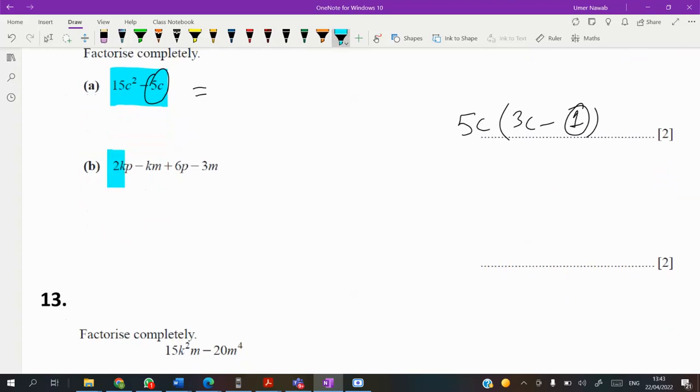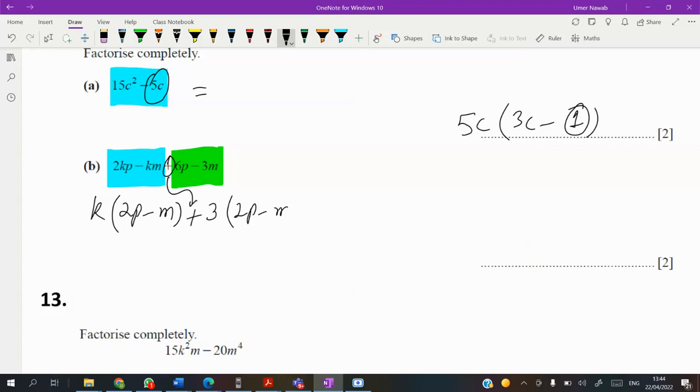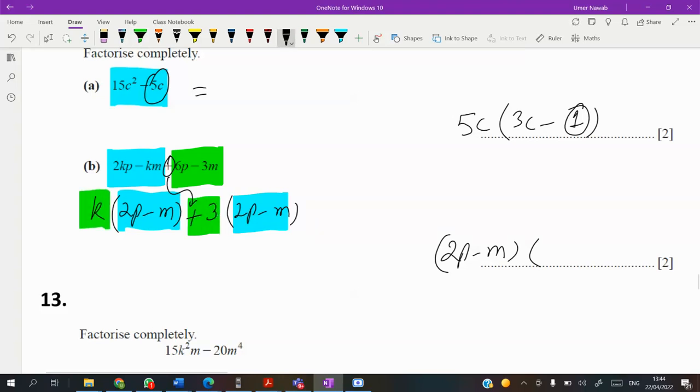Grouping, we have here k, so 2p minus m, plus sign, 3 times 2p minus m, same brackets. So we write here 2p minus m, and outside is k plus 3.